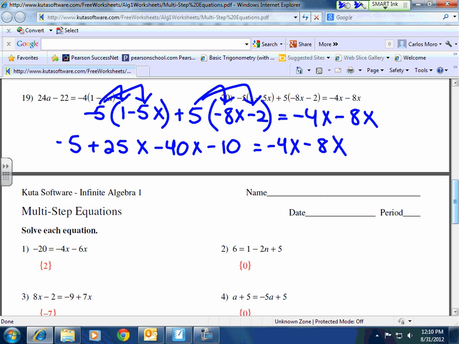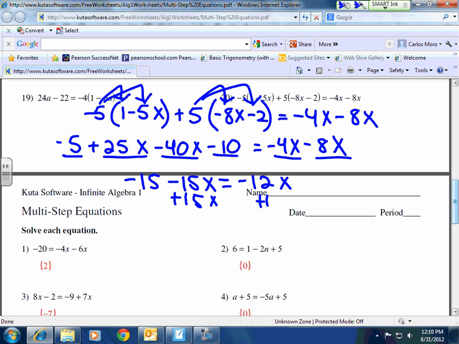Combine like terms on both sides. Negative 5 and negative 10 are like terms, so that's negative 15. 25x and negative 40x are like terms, so that's going to be negative 15x. Equals negative 4x and negative 8x are like terms. Negative 4x minus 8x is negative 12x. When the signs are the same, you add and keep the sign. Now, I've got to get the variables together on one side. I'm going to add 15x to both sides.